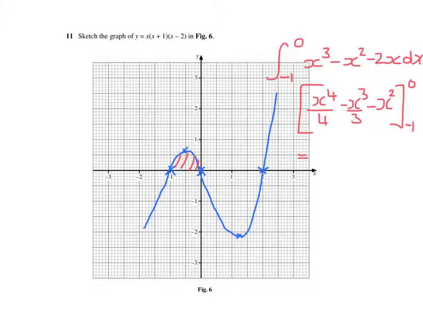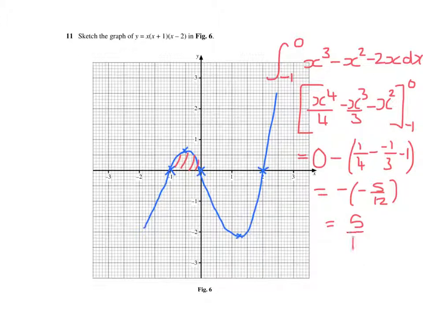Substitute in 0 and we get 0, and then we're going to subtract when we substitute in minus 1. So that's 1/4 minus 1 over 3 minus 1, which gives us negative 5/12. So the area is 5/12.